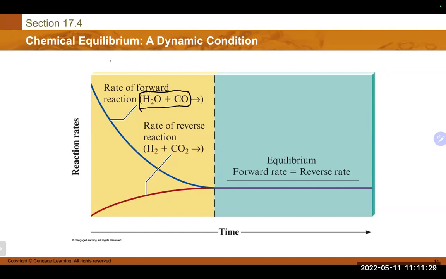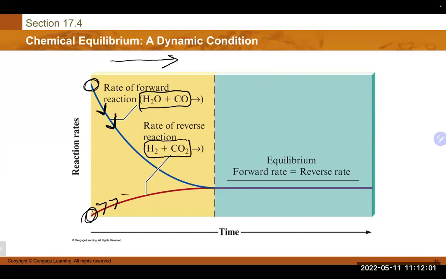So at the very beginning, the forward direction really sort of predominates, and that's what we see here. We have pretty much all reactants, no products. And in order to make products, we have to use up some of our reactants. So we start to see our reactants decreasing with time. At the same time, we are now going to be able to make some products, and in this case, it would be our H2 and CO2 being made.